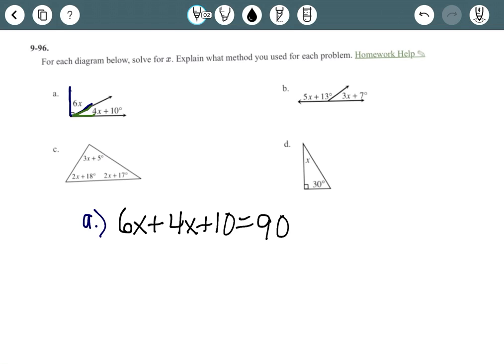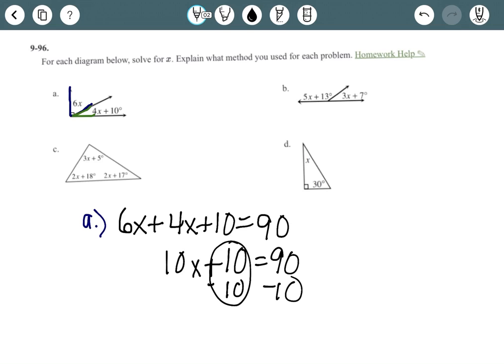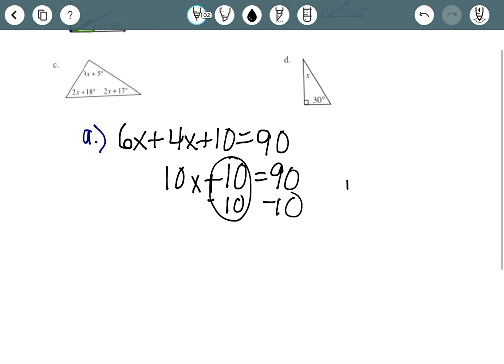Now all we have to do is work through our equation and solve for x. So I have a 6x and a 4x. That gives me 10x. I'll bring down my plus 10 and set it equal to 90. Next, I'm going to subtract 10 from each side. I get a 0 pair here, and I am left with a 10x on the left and 80 on the right.